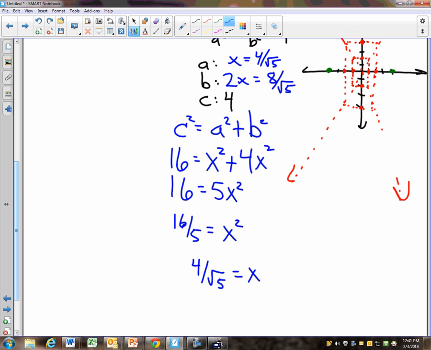Now I can start to write my equation. X squared over a squared. What is a squared? 16 over 5, minus y squared over, what is b squared? 64 over 5, equals 1.